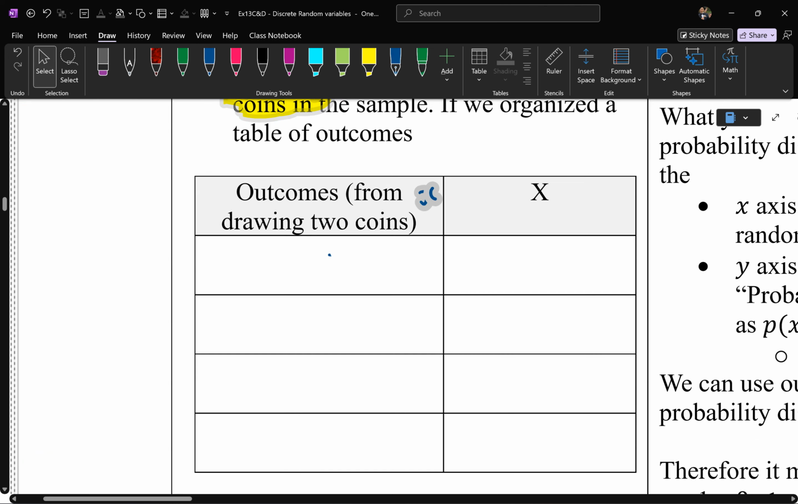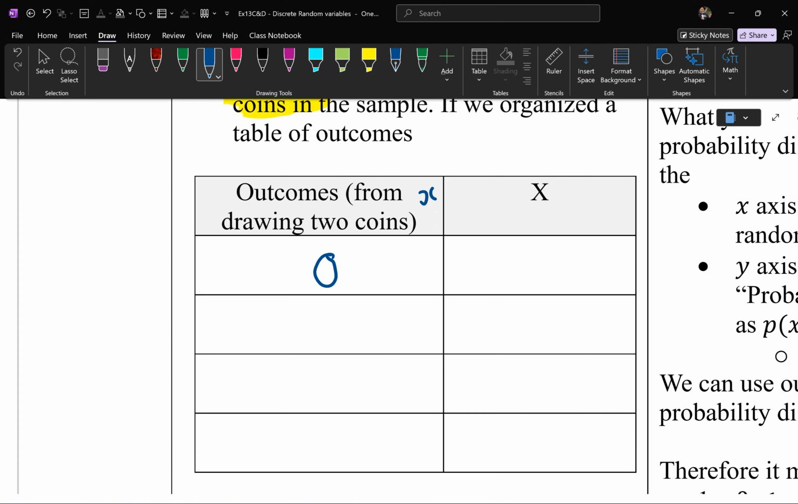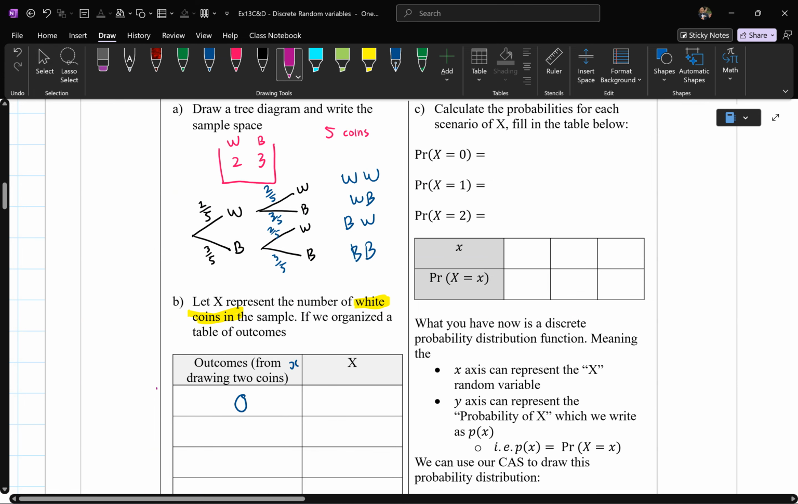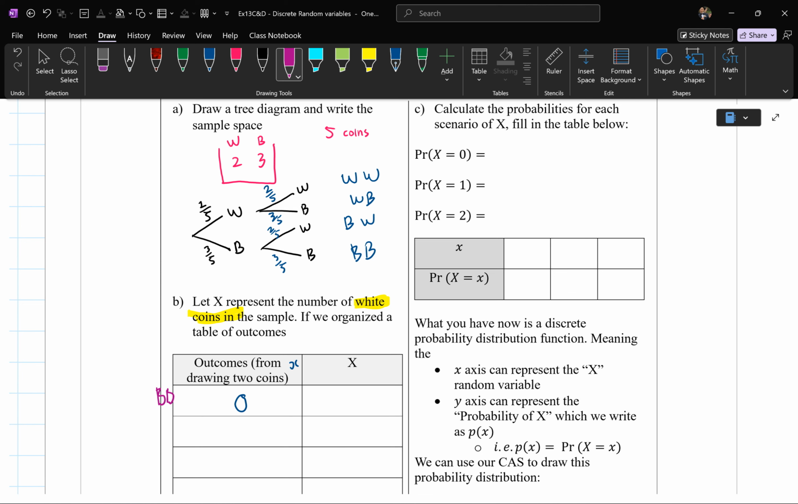I'll start you off. I can get 0 white coins. That's one possibility, which is equivalent to black and black. So I can get black and black, which means 0 white coins. What's another one? You can have 1 white coin, which represents either 1 white and 1 black, or 1 black and then 1 white. That's what the number 1 represents.